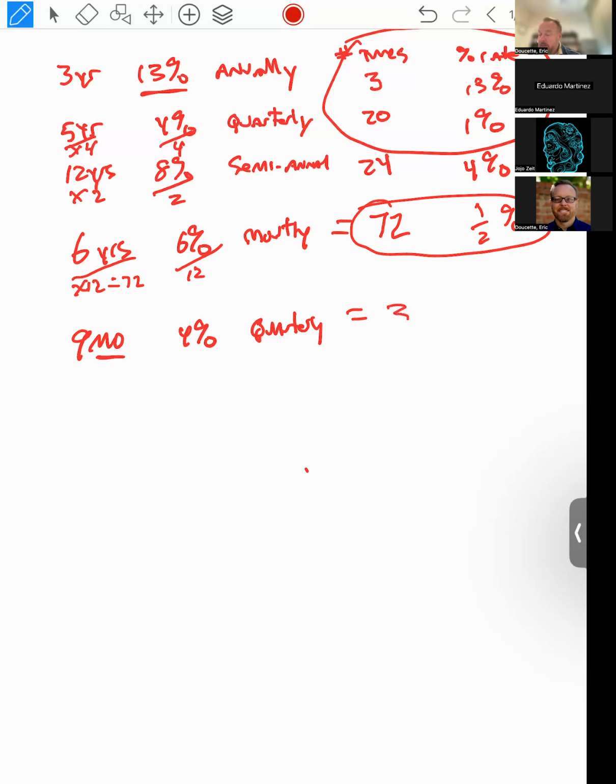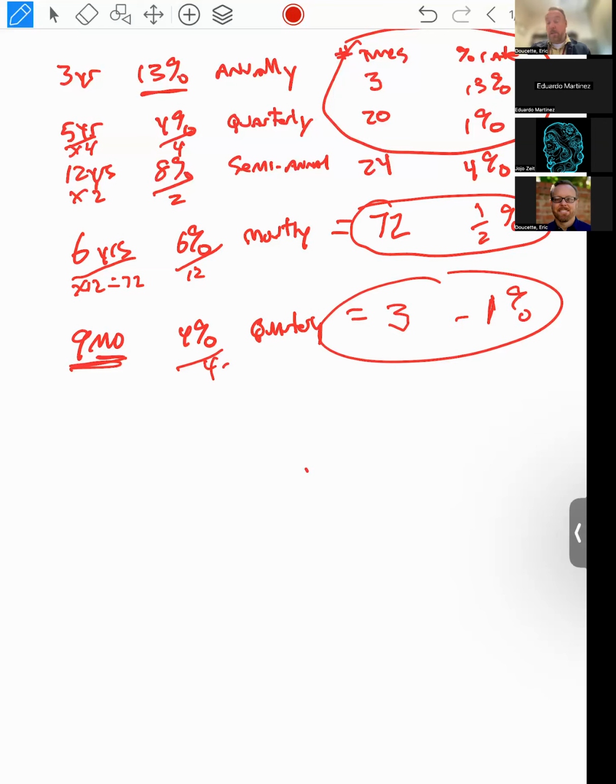3. 3 times. Yep. And then what would the interest rate be? Well, it's compounded quarterly, so it's still the same. Actually, it's still divided by 4 because it's quarterly, so it still comes out to 1%. Does that make sense?